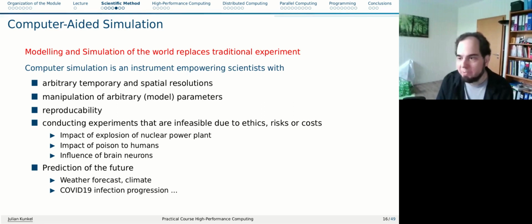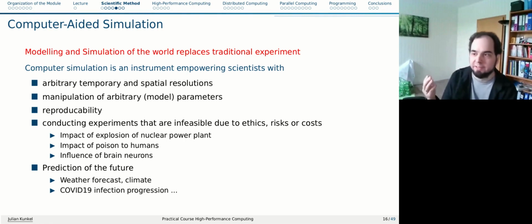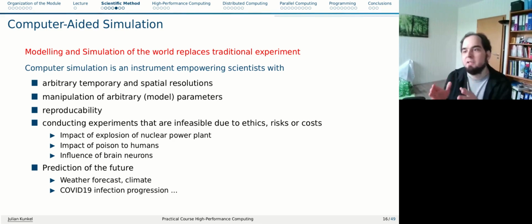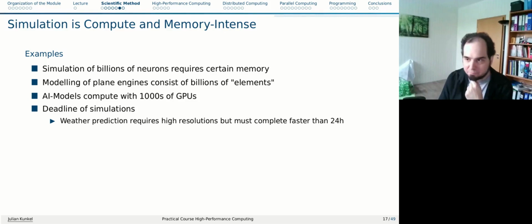Like what happens if a nuclear power plant explodes? No one wants to do that in real life, but in a computer simulation, you can do it. And we should do this. We should figure out what happens to consider the risk. We can see what poison does to human cells, brain neurons, and so on. You can also predict the future. All of these things are done as part of simulations. Okay, so we simulate reality somehow, and we use this to replace the experiment.